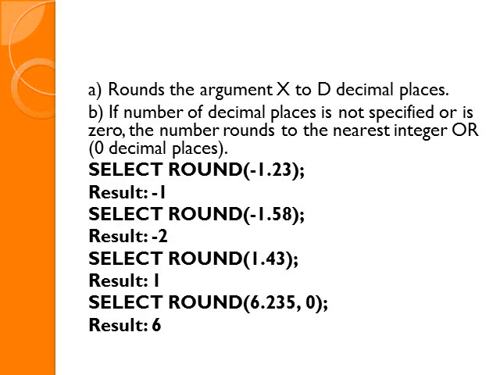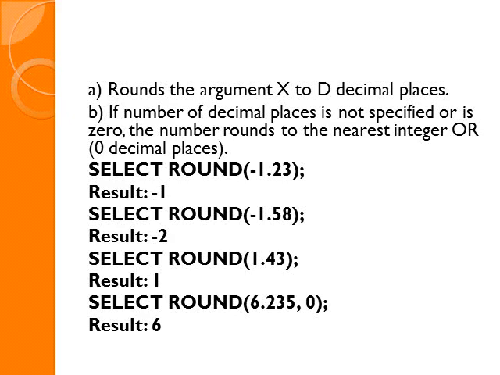Next is SELECT ROUND(-1.58). After the decimal, we have a value which is more than 5, so the result is rounded off to the next number, that is -2. Output here is -2. Next statement is SELECT ROUND(1.43). Again, after the decimal, we have a value less than 5, so the result is 1.